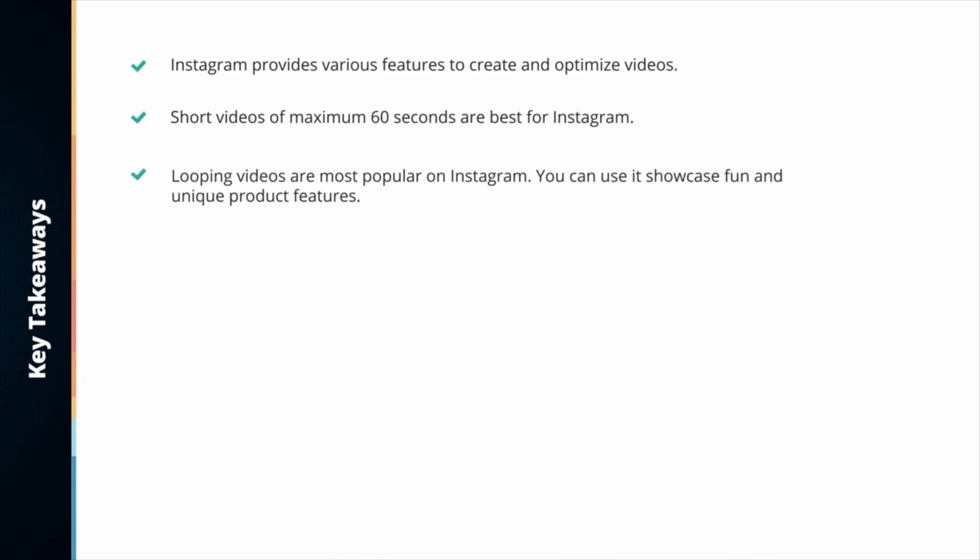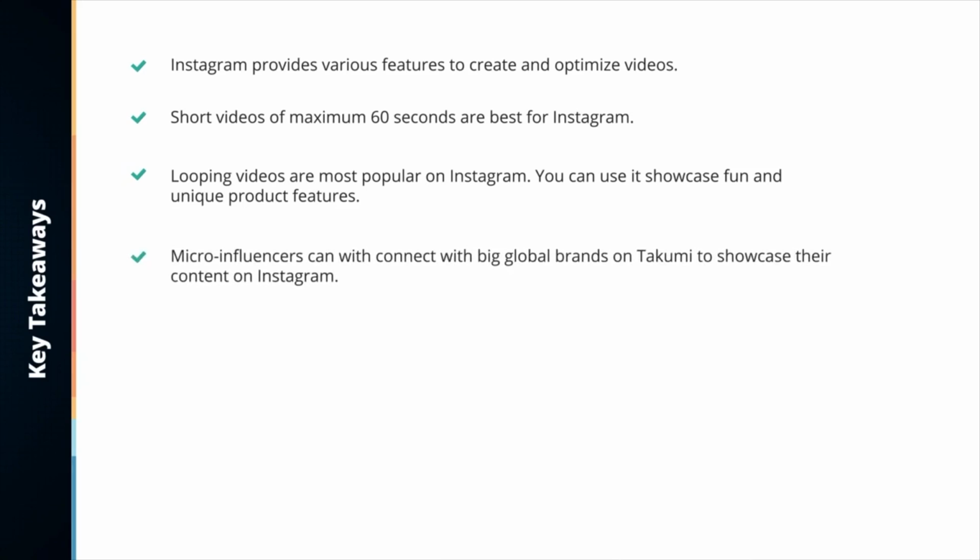Instagram uses looping videos. They start automatically from the beginning after the clip finishes. Use looping videos to showcase a fun or versatile product feature. Instagram has many different video styles in the Stories camera, and once you've shot your story video, you have plenty of options to customize them. Takumi is an online platform where micro-influencers can connect with big global brands to sell their original content.